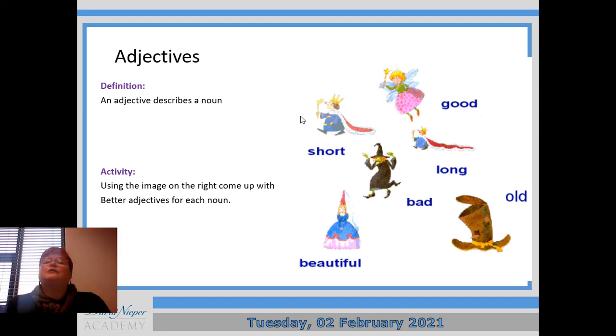And the adjectives on the board are the words in blue. So good, short, long, bad, old, beautiful, fat, thin, tall, short, happy, miserable. All those things are adjectives. So, using the image that you've got there to help you, so you'll be writing about the king, you'll be writing about the fairy, you'll be writing about the princess, the witch, and the hat. I want you to try and come up with some adjectives to describe each noun. If you could aim, please, for 5 adjectives for each, please pause your video and do that now.